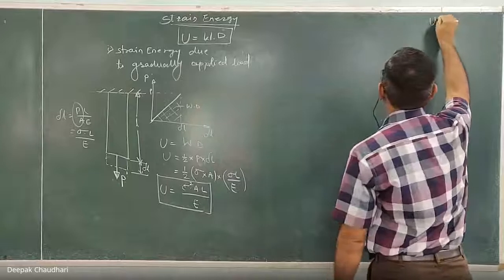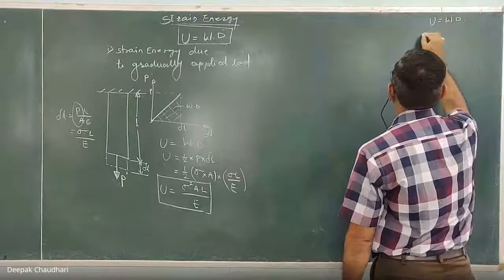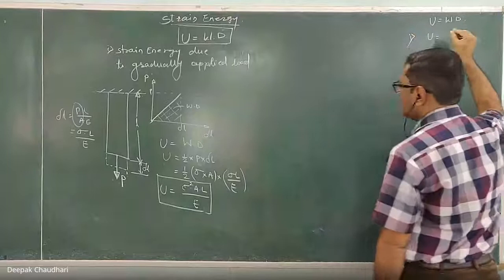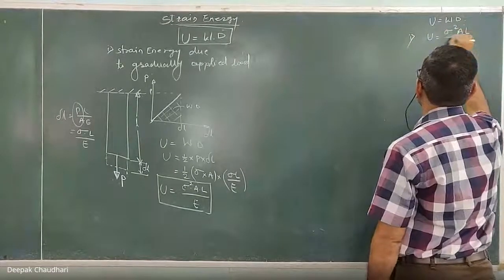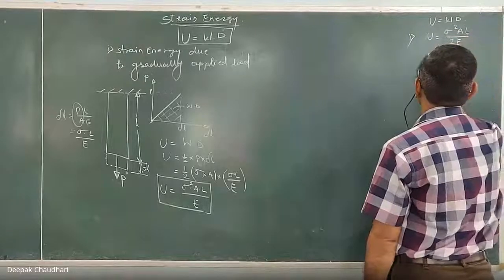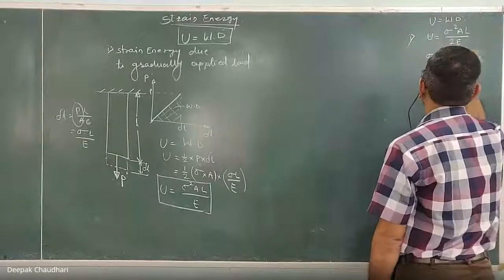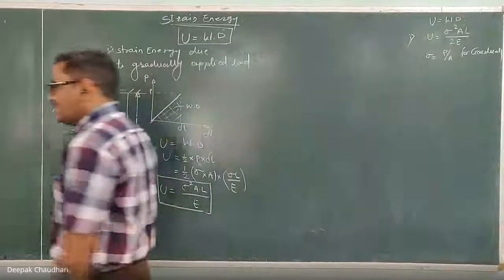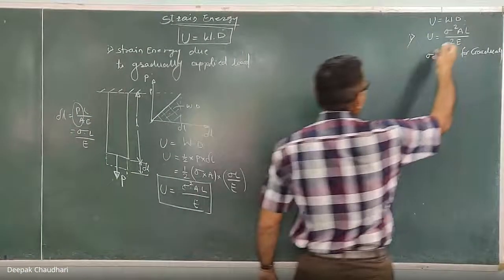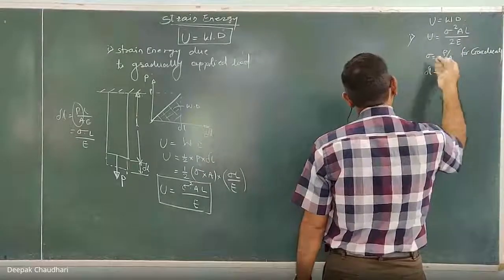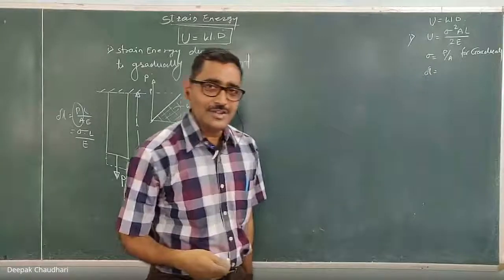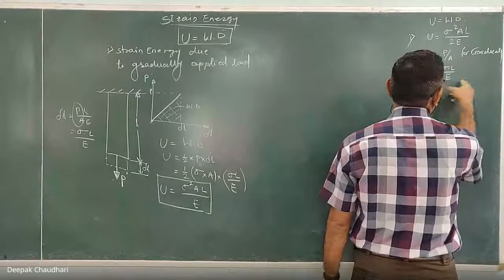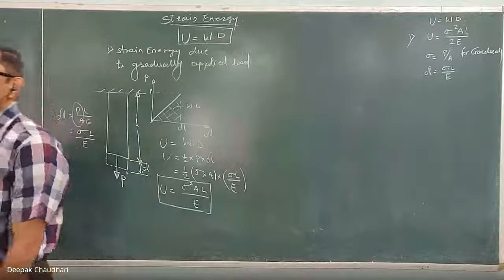So the first important thing is that the strain energy equals the work done. Then for a gradually applied load, the strain energy can be written as U equals sigma square AL upon 2E, where for gradually applied load sigma equals P upon A. Now for a gradually applied load, this delta L you can write in terms of PL upon AE, what we have studied in the first lesson, or in terms of stress, so it is sigma L upon E. This is the stress, this is the deformation, and this is the strain energy because of the gradually applied load.